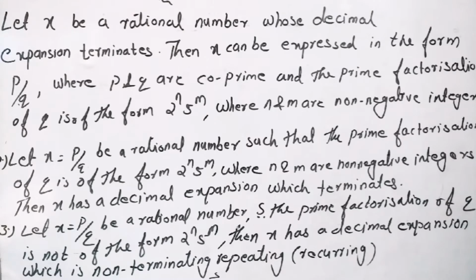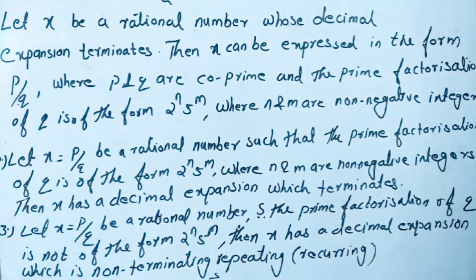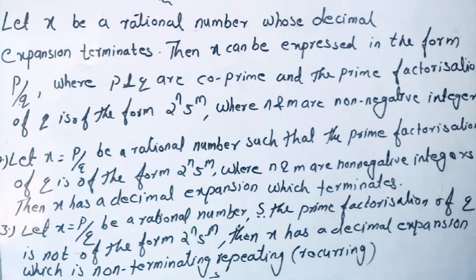Then, suppose q is of the form 2 raised to n into 5 raised to m. That means there are no prime factors in the prime factorization of q other than 2 and 5. Then, this is the very important part, X has a decimal expansion which terminates. If q is of the form 2 raised to n into 5 raised to m, then we can say that the decimal expansion corresponding to that X terminates.